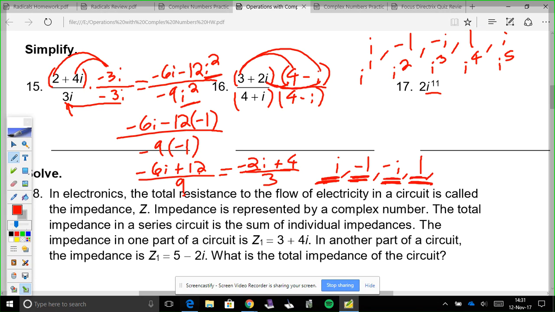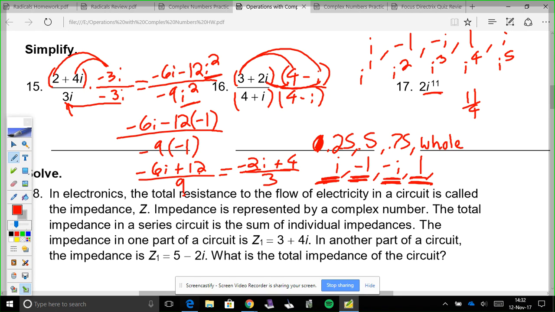So the idea is, what are you going to be when you get to i to the 11th? You can just write them all out and see which one ends up being the 11th term. Or my way of doing it, especially when it's a really big number, is to take the number, in this case 11, and divide it by 4. If you get a result that ends in 0.25, then it's going to be i. If it ends in 0.5, it's negative 1. If it ends in 0.75, it's negative i. And if it ends as a whole number, it's a positive 1.